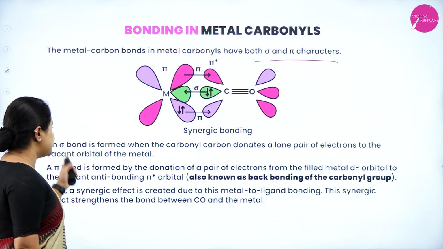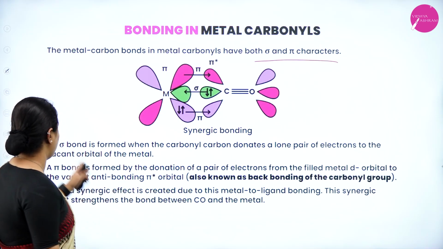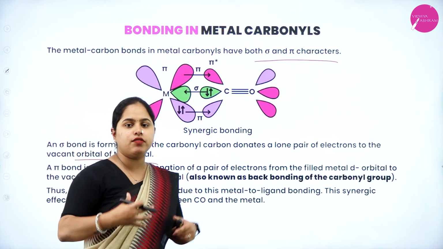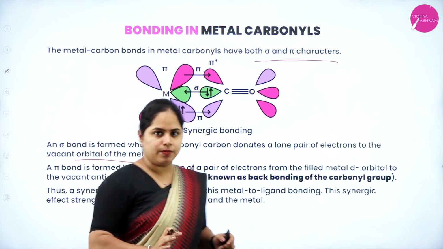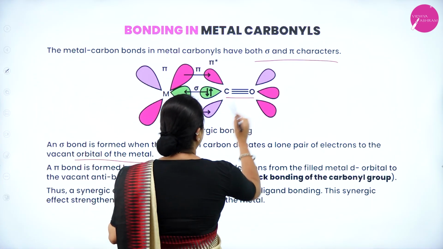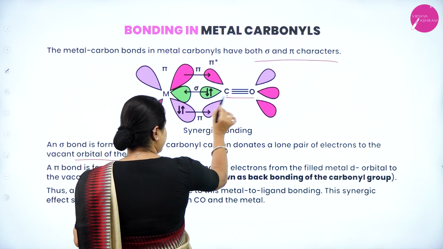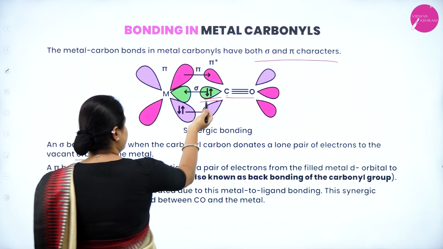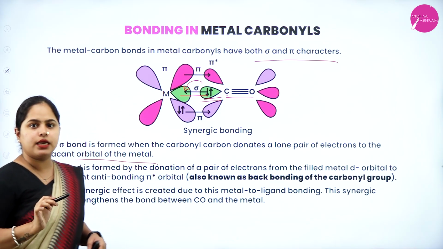Let us see here. A sigma bond is formed when the carbonyl carbon donates a lone pair of electrons to the vacant orbital of the metal. Generally we have studied the ligand will have the lone pair which it will donate to the metal. So how is the sigma bond formed? The carbonyl carbon, you can see here C triple bond O, which is the carbonyl ligand, will donate these electrons to the vacant orbital of the metal. So this is how a single bond, that is a sigma bond, is formed.